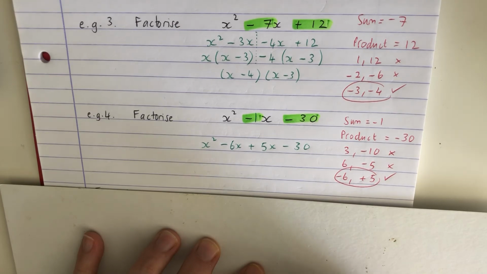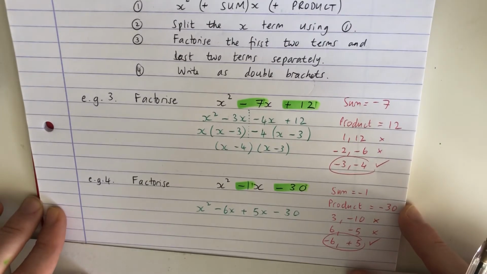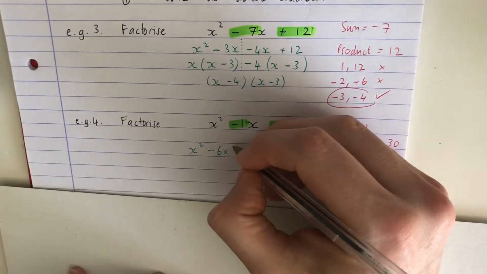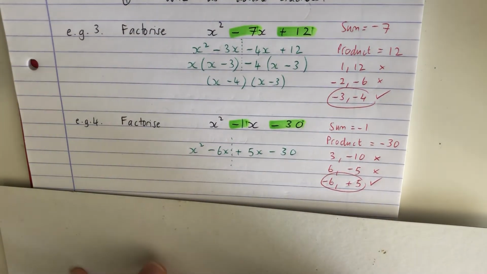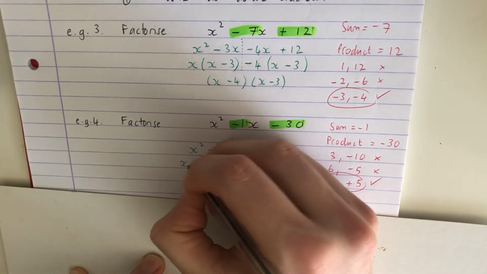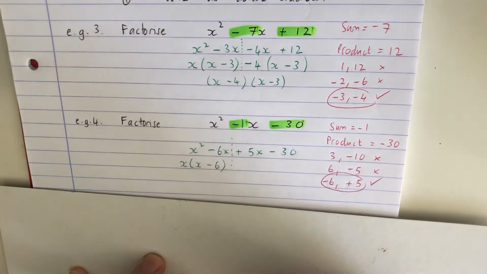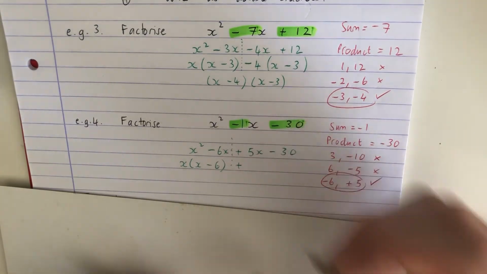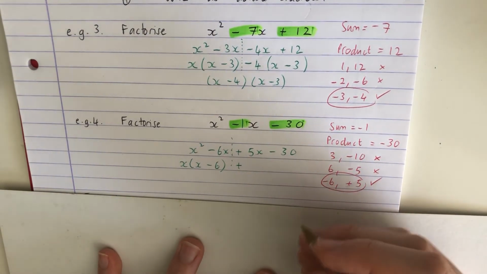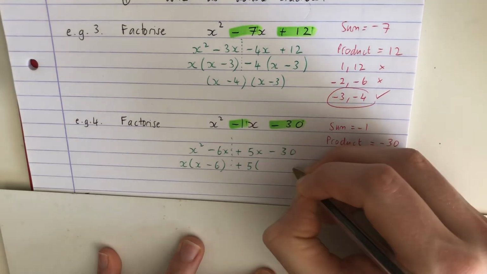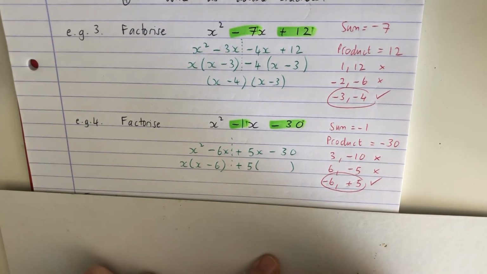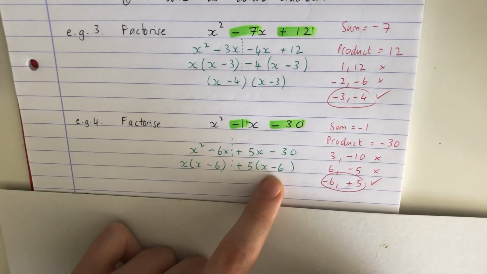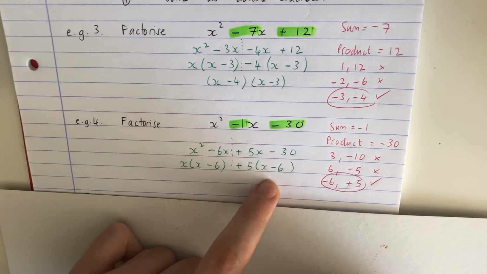And then third step is factorize the first two terms and factorize the last two terms. So you split this up into first two and last two. First off, get into the habit of trying to do this bit in your head now. x brackets x minus 6. This time we've got a plus, which is good news. Plus, what else would be the common factor? 5 by the looks of it. And what would go in the bracket? x minus 6. And these match up. They have to match up, otherwise I've done something wrong.